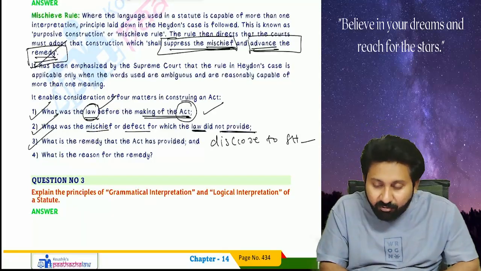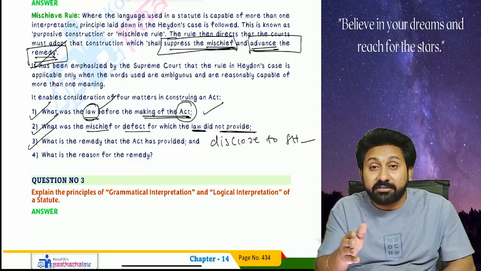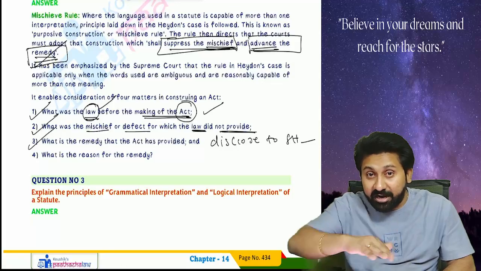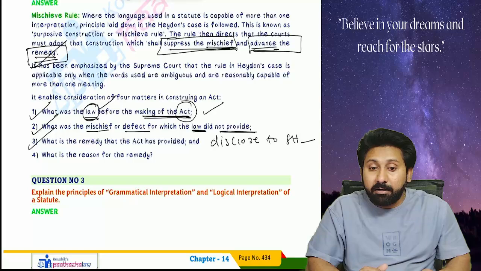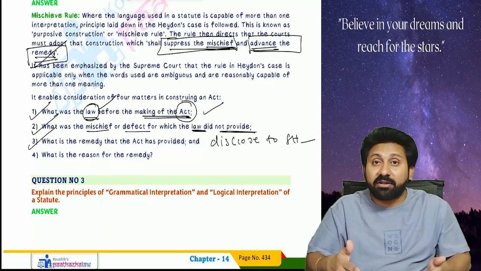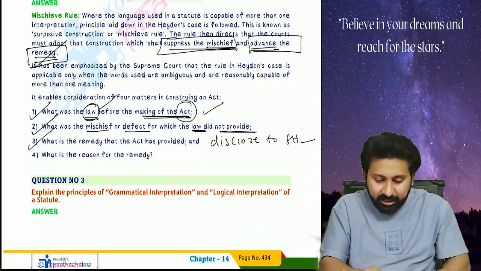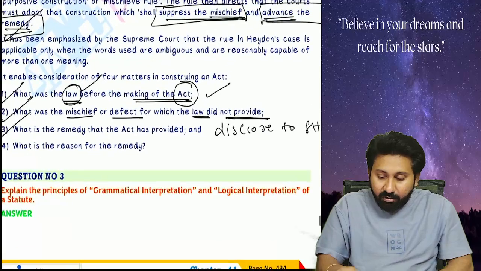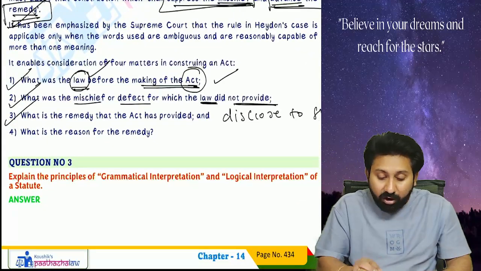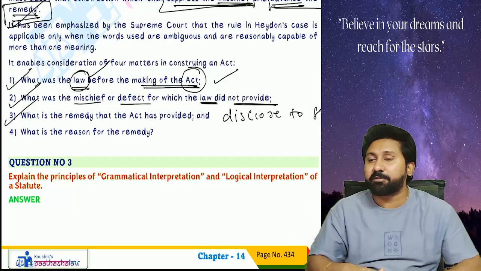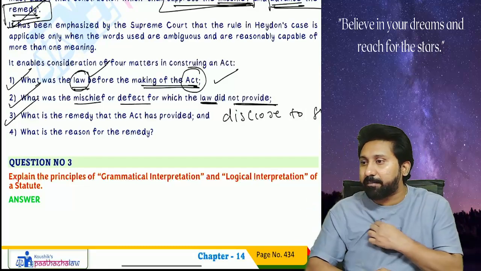What is the law before? Before the related party transactions sections, what was the situation in India? Whenever related party transactions were happening, directors were not even telling the members, they were just doing it. That is the law before. Second, what is the mischief? The law does not provide strict regulation. Number three, what is the remedy that the Companies Act has provided? Strict regulations on related parties.